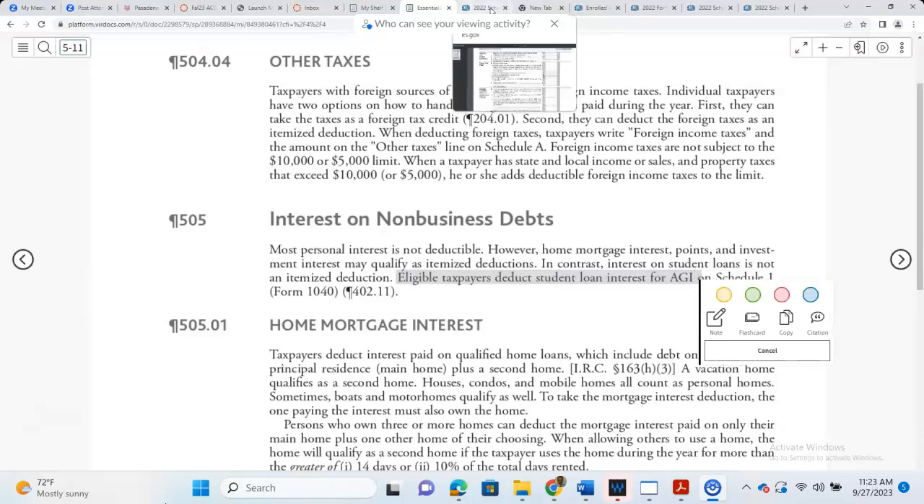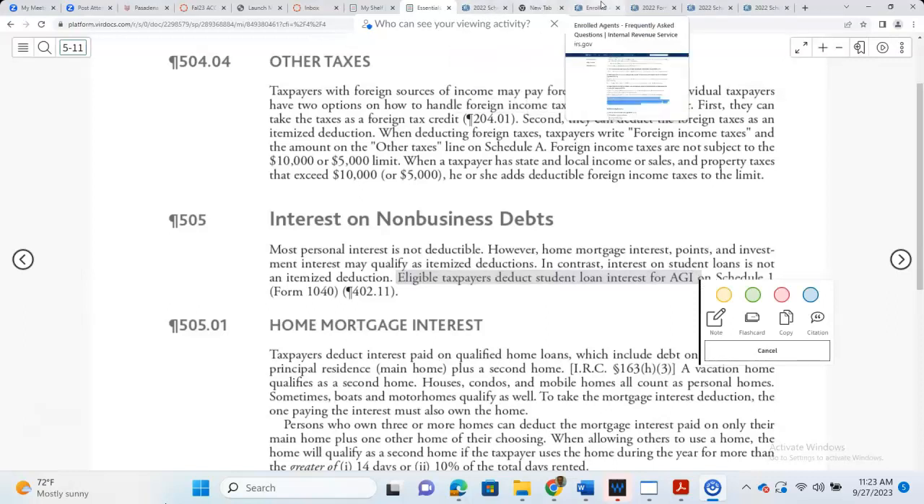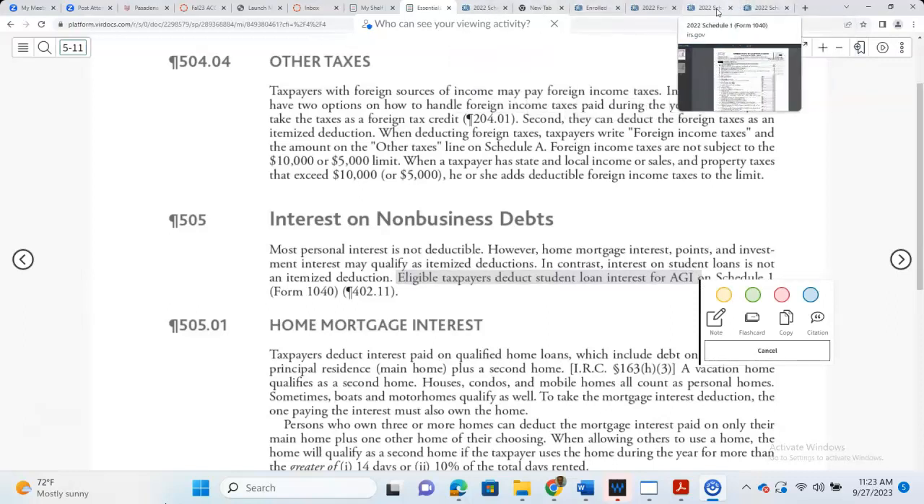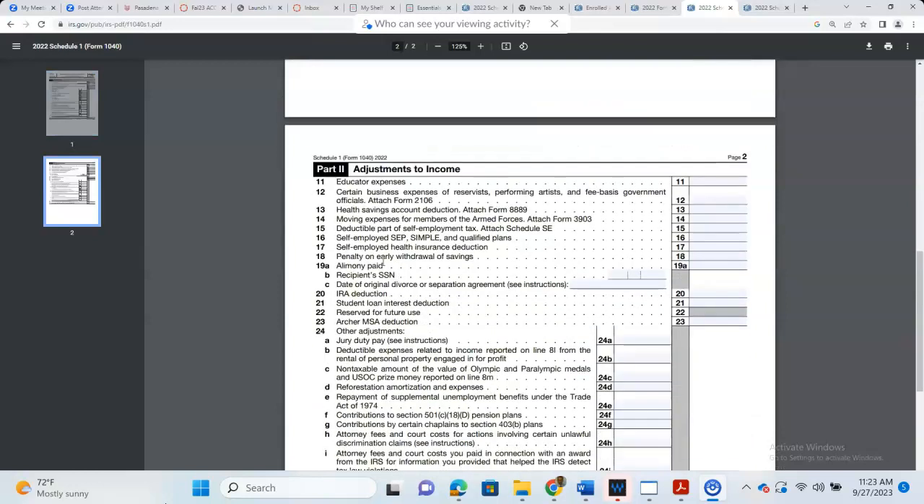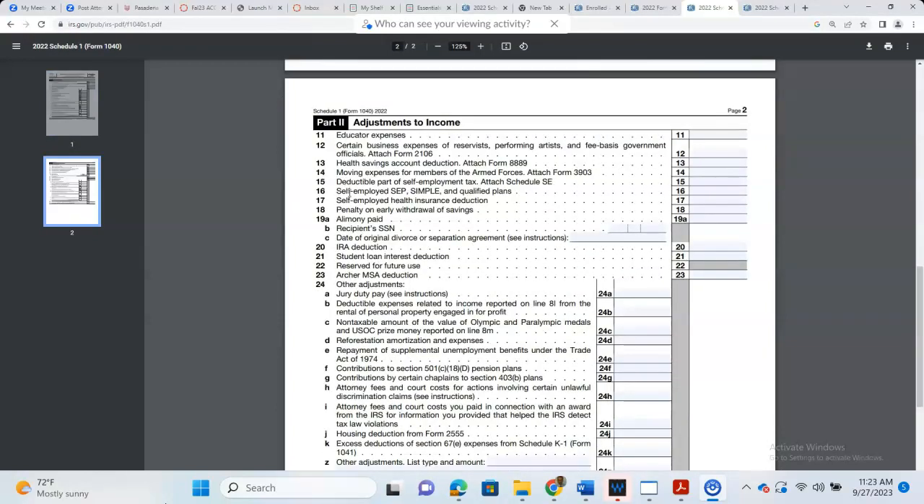So if I have a Schedule 1 here, that is Schedule 1. That's where student loan interest goes, line 21. You're good? Not itemized deduction. Student loan has its own place.